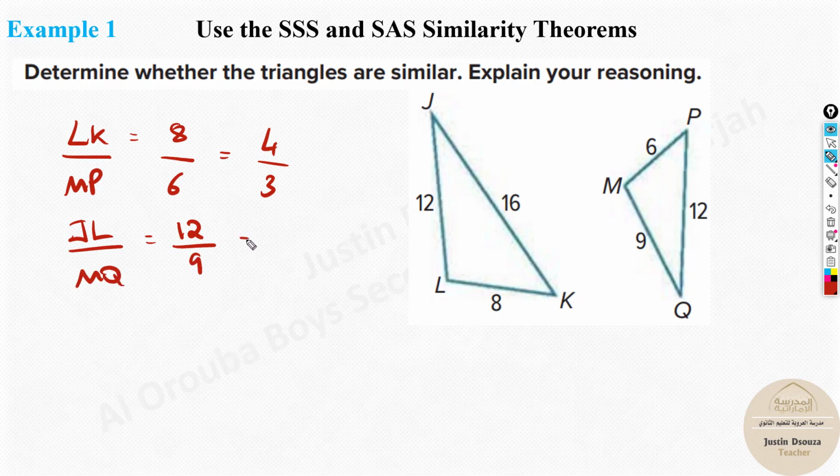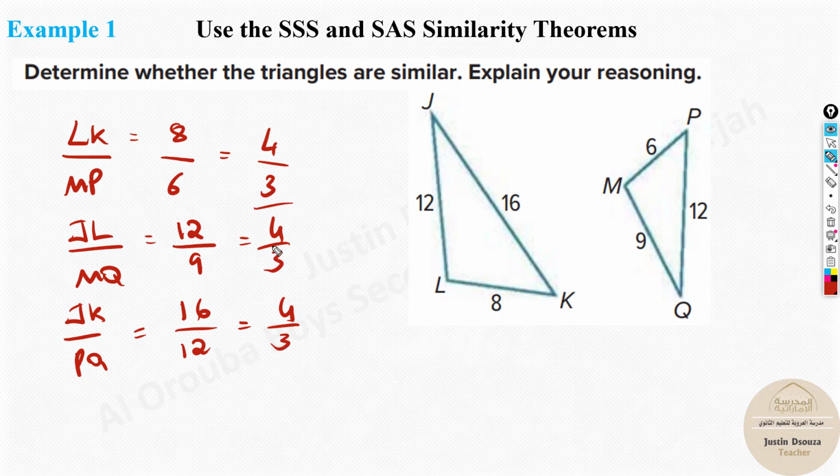And it's 9 here. And 3 table goes 4 times here and 3 times here. 4 by 3. What about the last one? JK. JK divided by PQ. Now this is what? JK is 16, PQ is 12. So what is the proportionality? 4 by 3. Why? Because 4 times 4 is 16 and 4 times 3 is 12. So that's why it's 4 by 3.